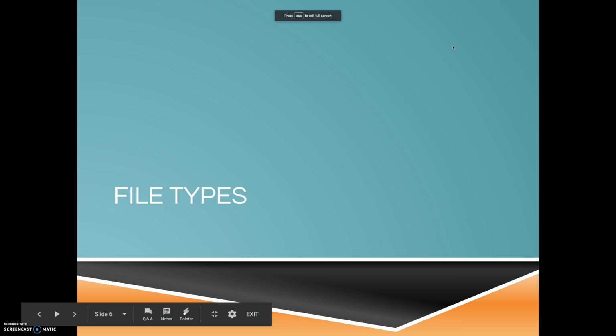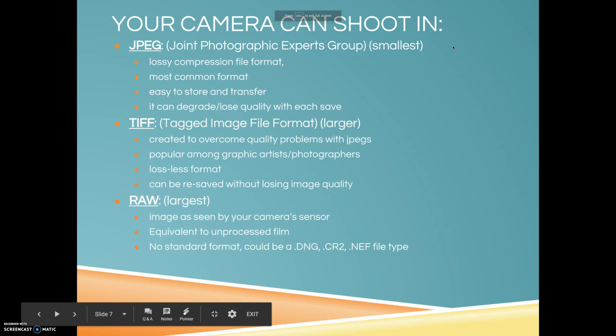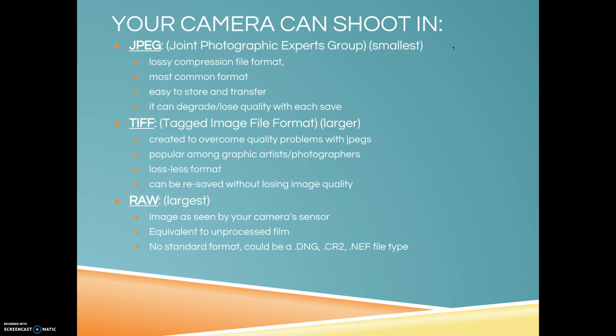All right, so we're going to take a little look into different file types. Your camera can actually record pictures in three different file types: JPEGs, TIFFs, and RAW. They're all useful for some things and not useful for other things, so it's important to understand the pros and cons, so you can make the decision that's best suited to what your needs are.